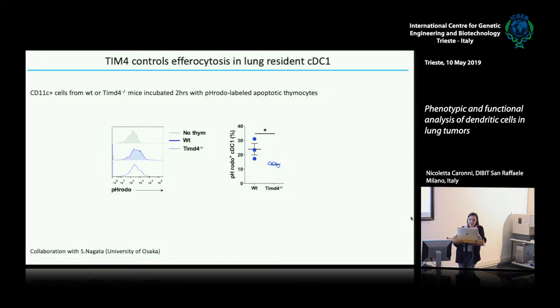So we started to investigate the role of TIM4 on cDC1, and we performed some experiments in collaboration with Nagata from the University of Osaka, who had the TIMD4 knockout mice. They performed for us an ex vivo uptake by using CD11c positive cells and then looking for all the cDC1. And as you can see here, the knockout cDC1 show a decrease, a defect in the uptake of apoptotic cells, confirming that probably this receptor is playing an important role in DC1 for the uptake of apoptotic cells.